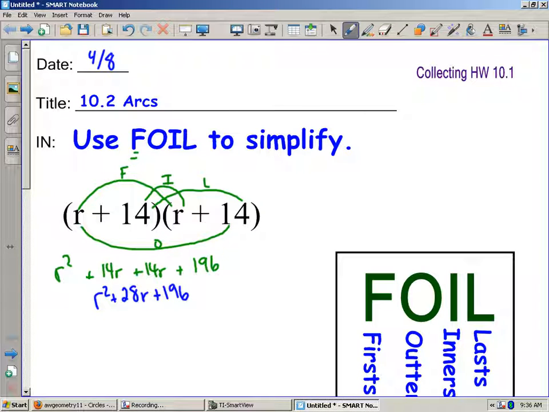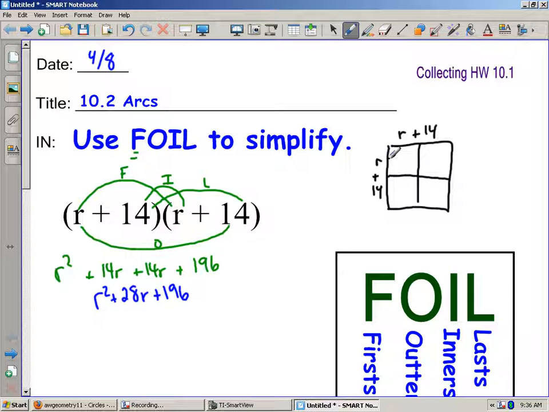Now, you could also use the area model that we talked about in the previous one, and that's what this FOIL down here was trying to help you remember. With the area model, remember, you just draw a rectangle that looks like this and divide it up into 4 squares, and one side is r plus 14. The other side is also r plus 14 in this case, and so we just find the area of each little square and then combine them together to get our final answer.